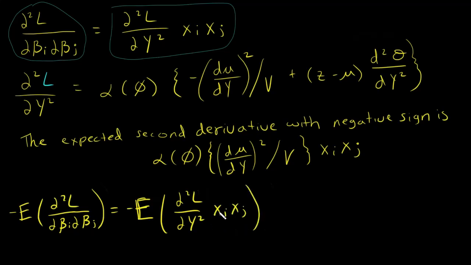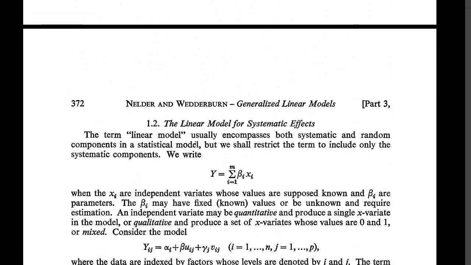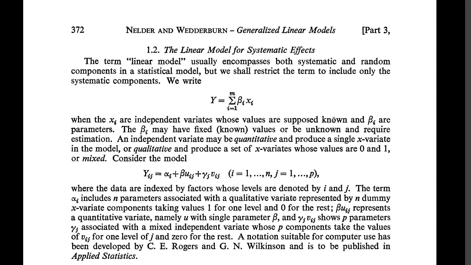Now, x is not a random variable. It's like a constant, or it is a constant. So just a reminder, if we go back to our paper and we go up to the definition of where x was being defined, let's see right here. X are independent variates with values or are supposed to be known. So because of that, they are not random. Or at least in this model that Nelder and Wedderburn are developing, these are not random variables. These are known values. Beta is a parameter. Beta is also not a random variable. So because beta is not a random variable, y is not a random variable.